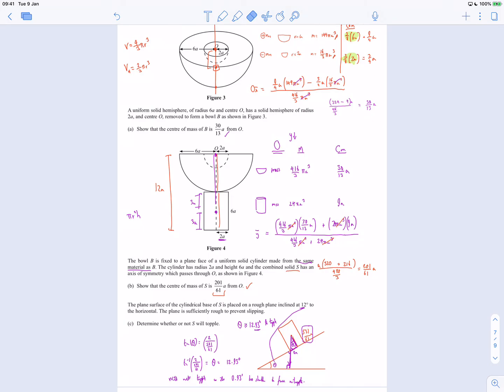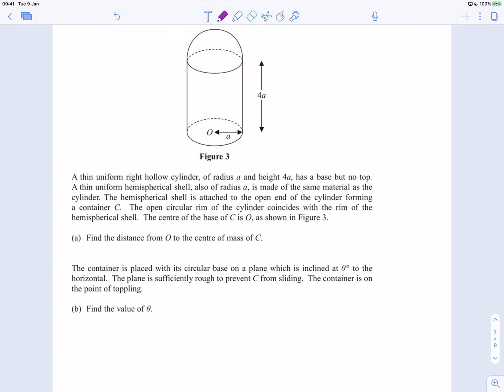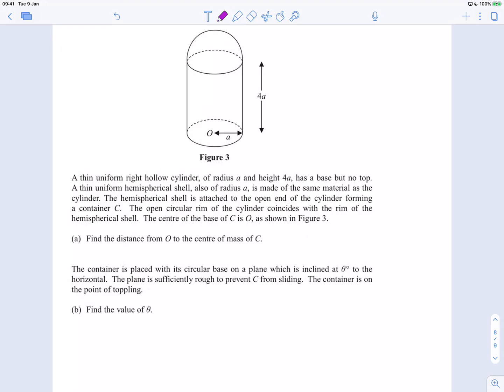So if the weight from the centre of mass is acting in such a way that it acts over something, and this angle is sufficiently large, then the whole thing will topple. Okay. Right. If you want to give this a go, pause the video, see how it goes.